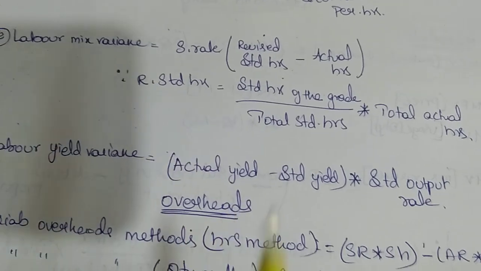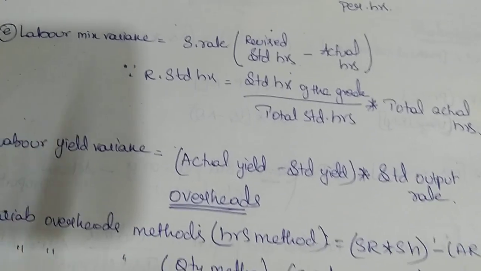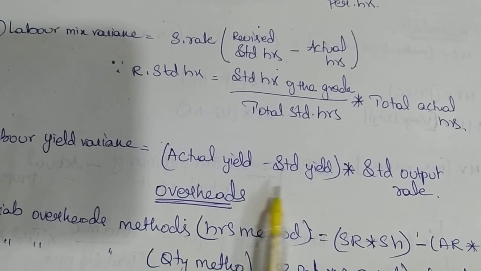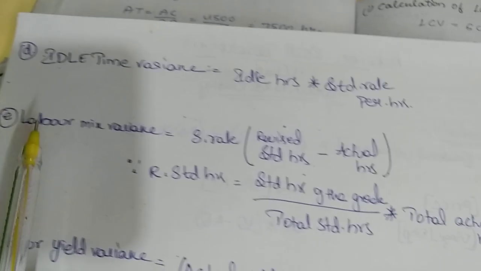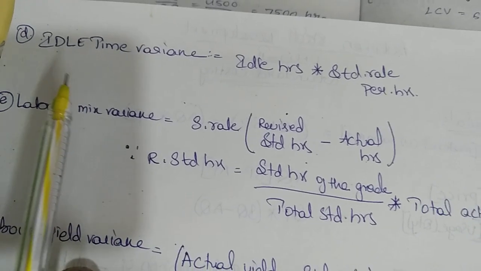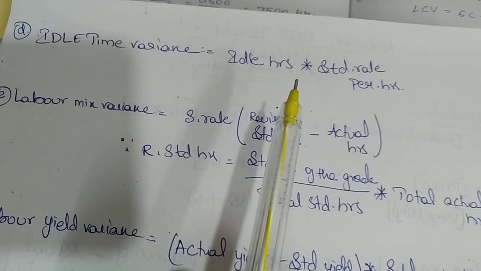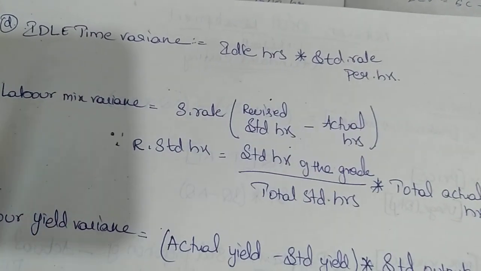And as I said, whenever you have a loss or a profit, only in such a case is the yield formula used, or else it is not required. And apart from the material variances, one extra formula you are going to have is idle time variance, which is idle hours into standard rate per hour.